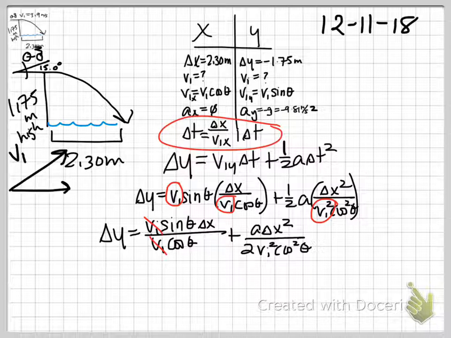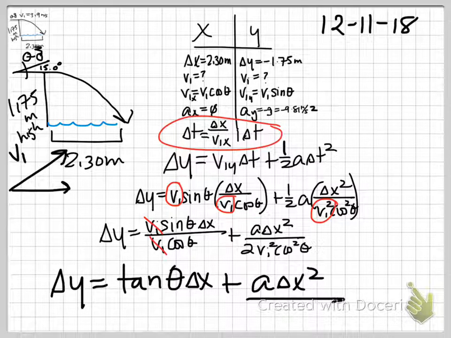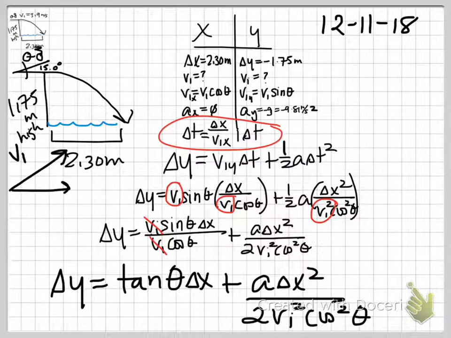And once I do that, I have delta y equals tan theta delta x plus a delta x squared over 2 vi squared cosine squared theta. Now here we are going to have some relatively ugly algebra. And the reason we've been playing the mistake game is really these and the chapter 4 problems. Because you've got a lot of rearranging to do, and a lot of the classic places to screw up your algebra are contained in this problem.